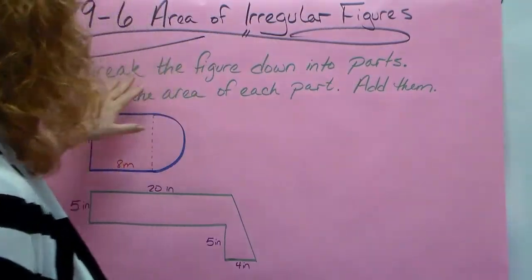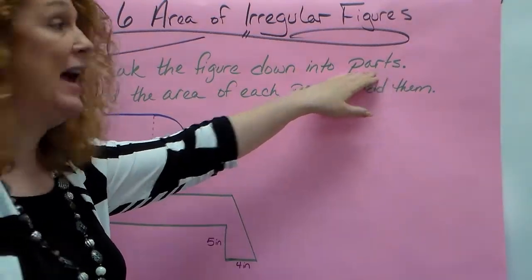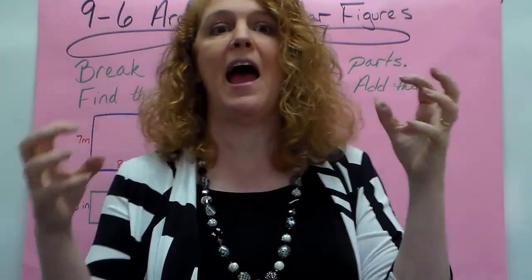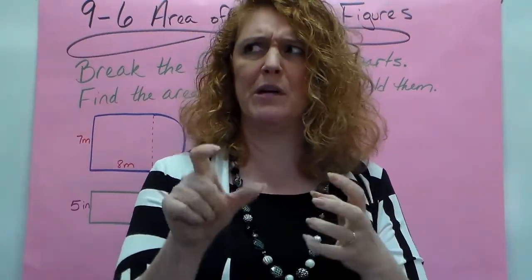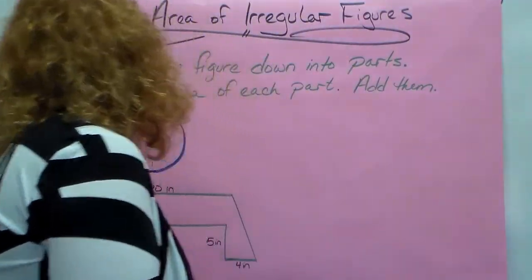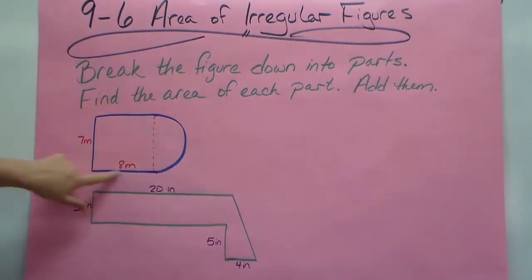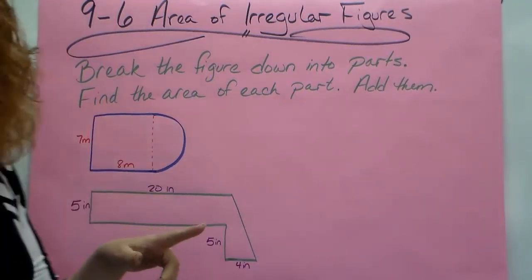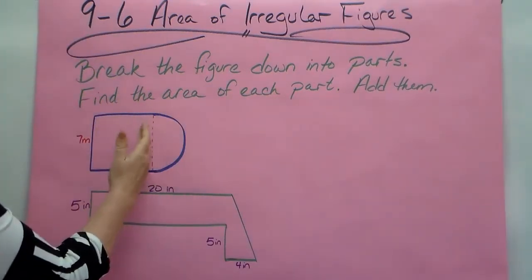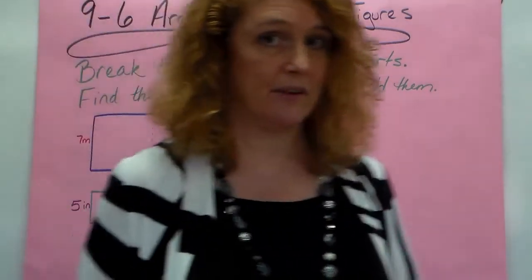So your job is kind of like a logic puzzle. You want to break the figure down into the parts that make it up, figure out how to find the area of each of those parts, and then add them together. Or sometimes subtract them, but we'll get there, okay? For example, we have here a figure that looks like a rectangle with a half circle stuck onto it. So we're going to separate the two so that we can find the area of this and the area of this and add them together.